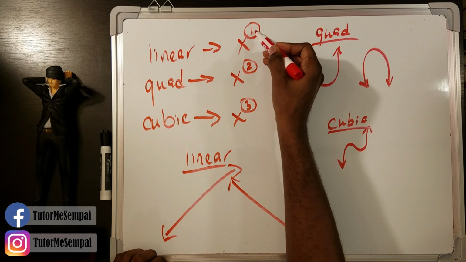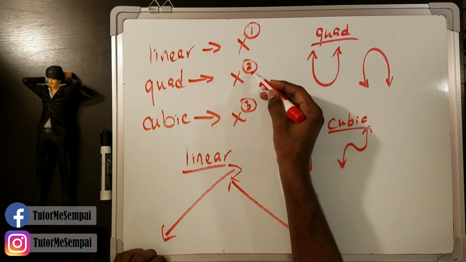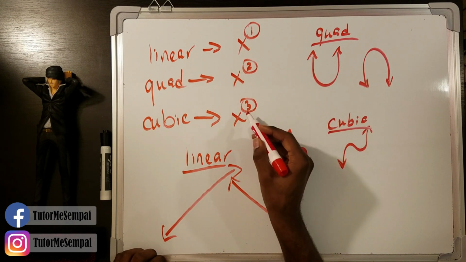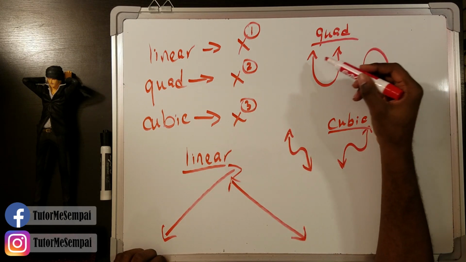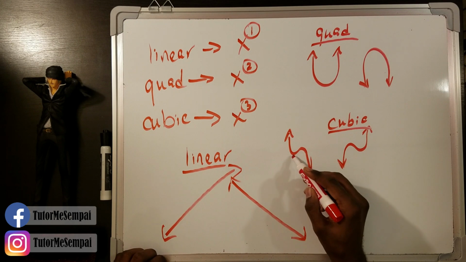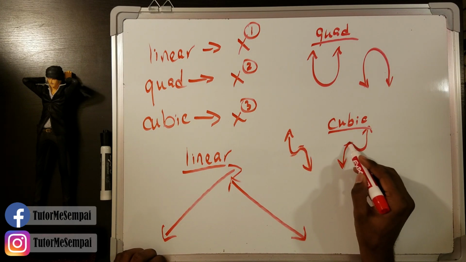Linears are going to have a max degree of 1. Quadratics will have a max degree of 2. Cubics will have a max degree of 3. Linears like a straight line. Quads have this one bump here. And cubics you see have these 2 bumps here, right?